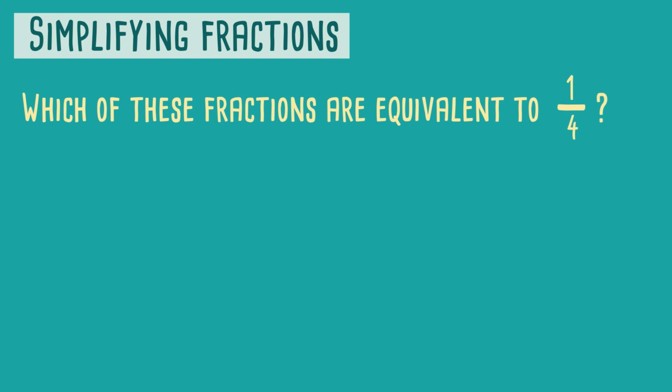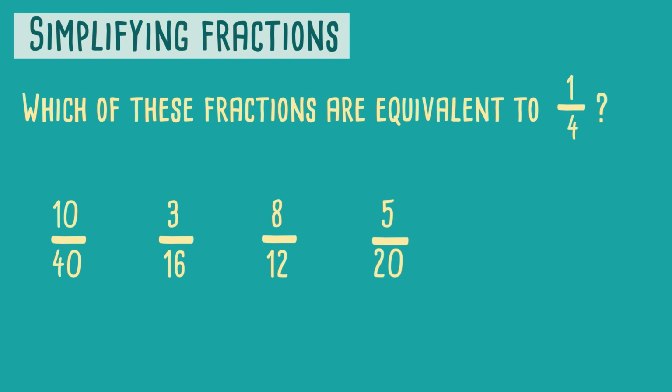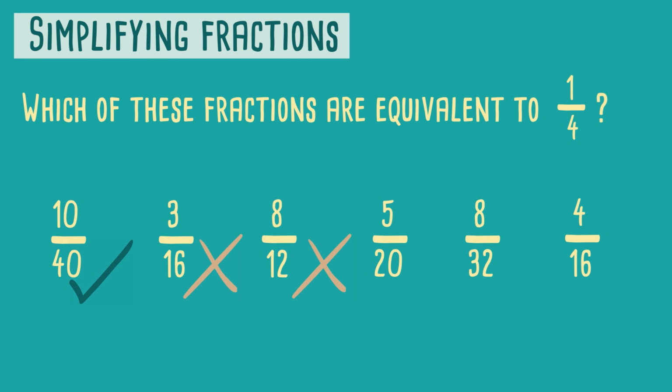Let's look at a question. Which of these fractions are equivalent to 1/4? 10/40 is equivalent, as both the top and bottom numbers have been multiplied by 10. The next two fractions are not equivalent, as the top and bottom of the original fraction have not been multiplied by the same number.